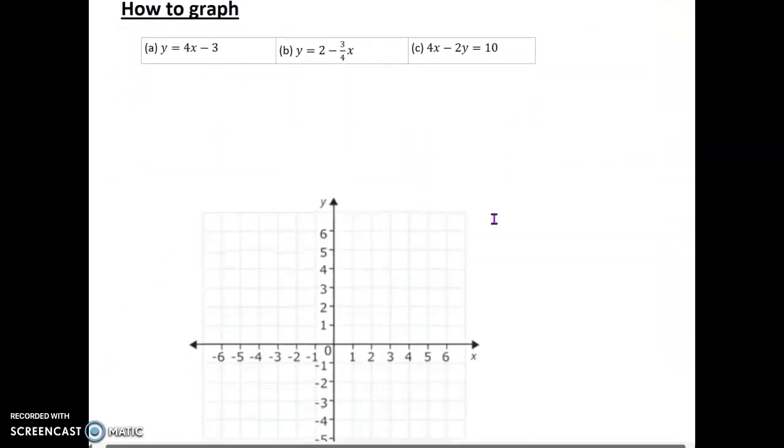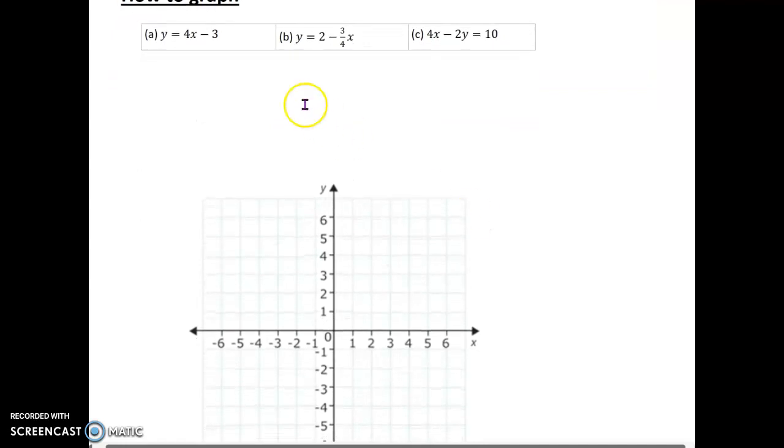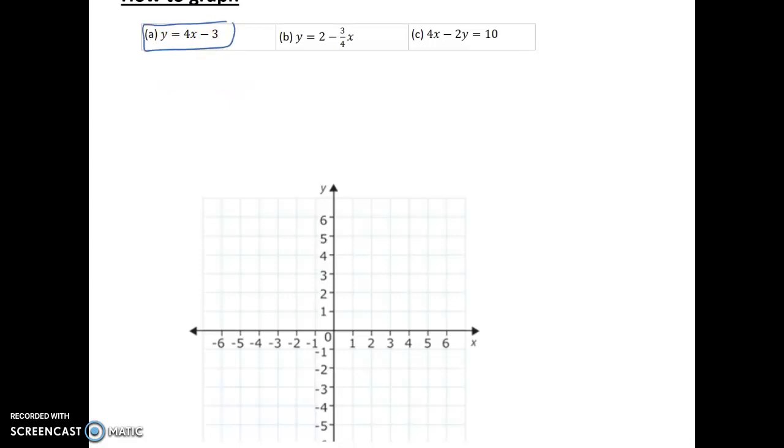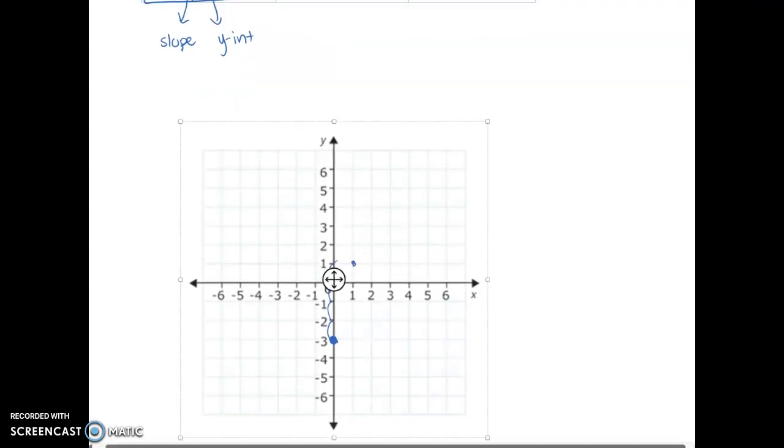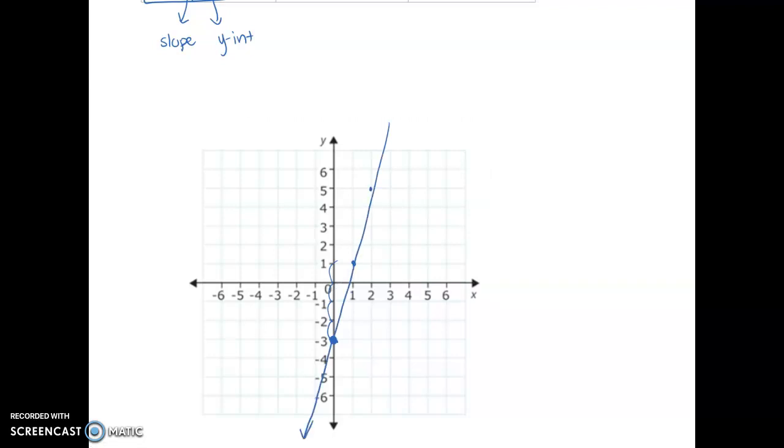How do I graph now? Well, if I'm graphing, then it's easy when it's in slope y-intercept form, because I can look at this equation here and say 4 is my slope, and -3 is where I'm crossing the y-axis. So that means I'm crossing at -3, and my slope is a fraction, 4/1. So that means 1, 2, 3, 4 up, 1 across. Then I can draw that. Once I have 2 dots, I can always draw a line.